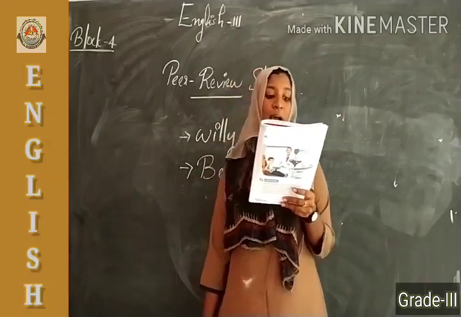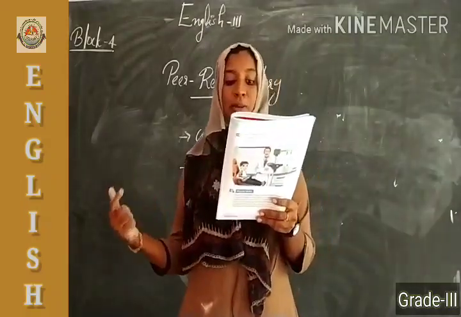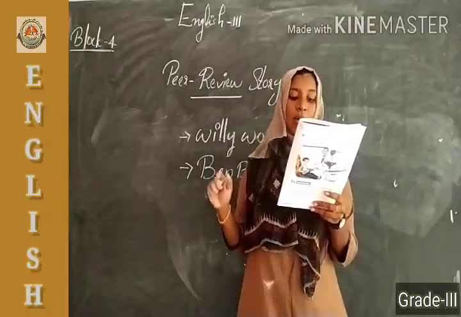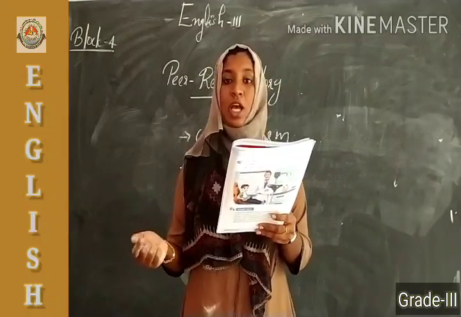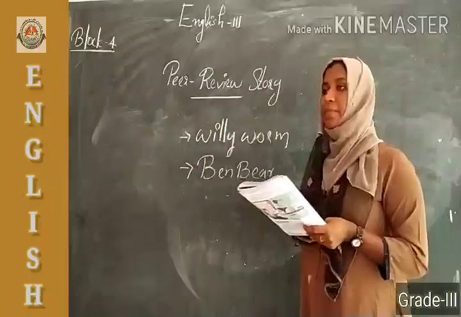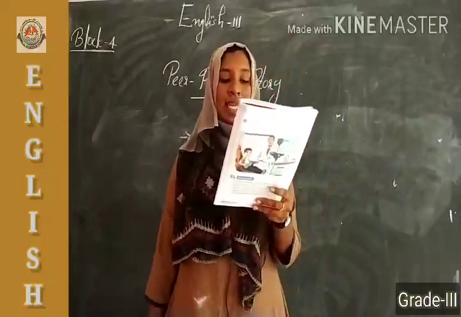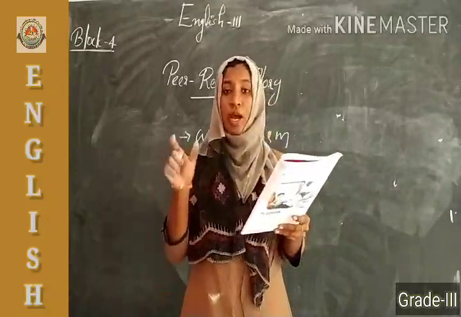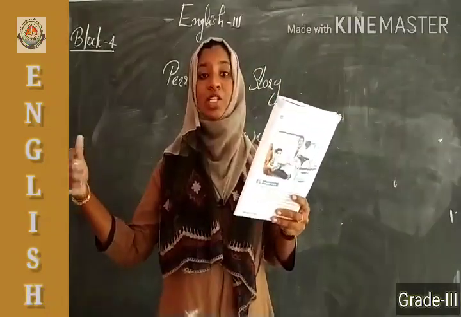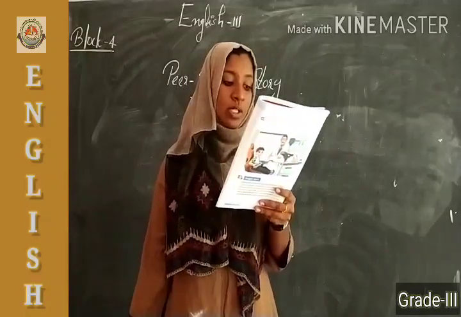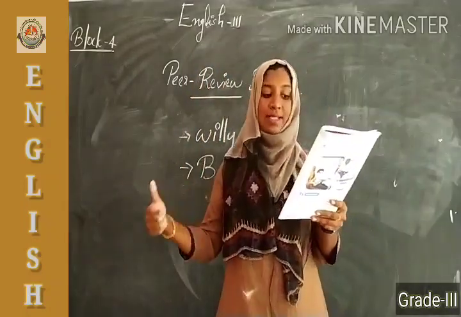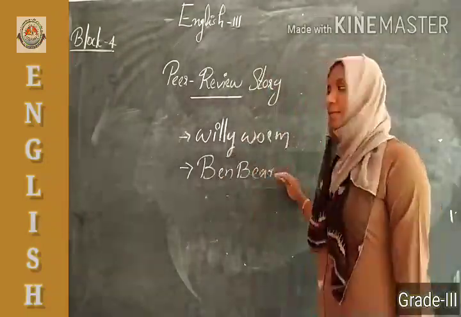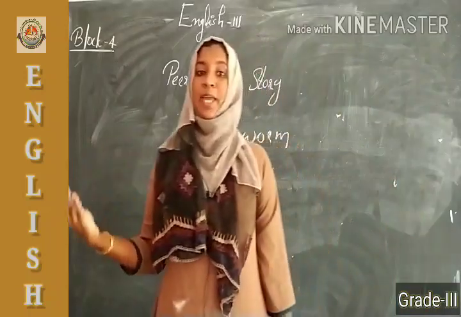And question number 5, the character you have created in question number 4 decided to go on a journey. Think about his or her journey and answer the questions. Here my character is Ben Bear and he decided to go on a journey. The first question is, where does your character go? You have to mention where your character goes and what happens first, next and finally. For example, my character Ben Bear decided to go to the moon or space.